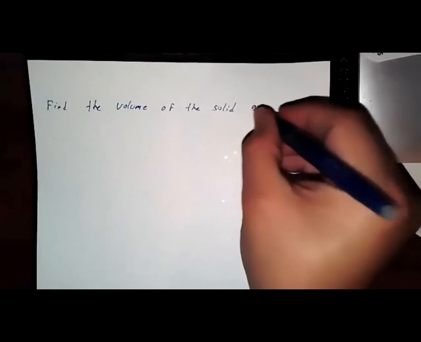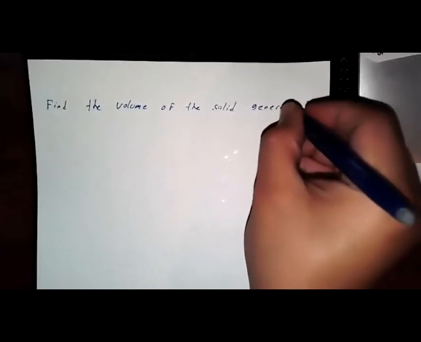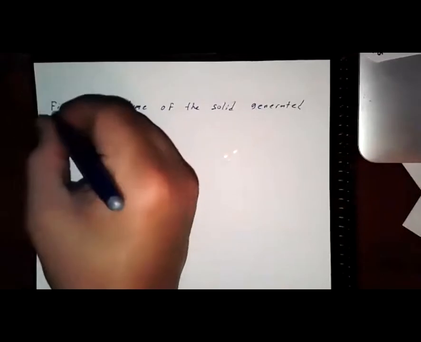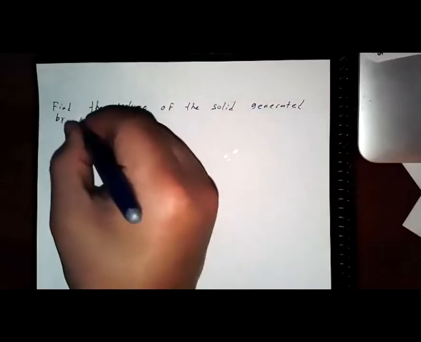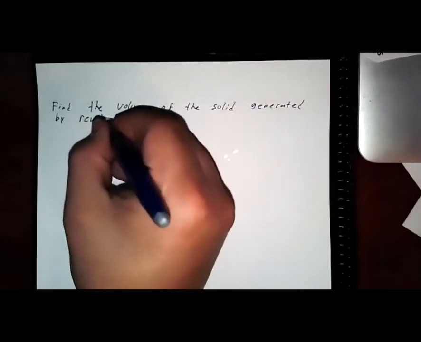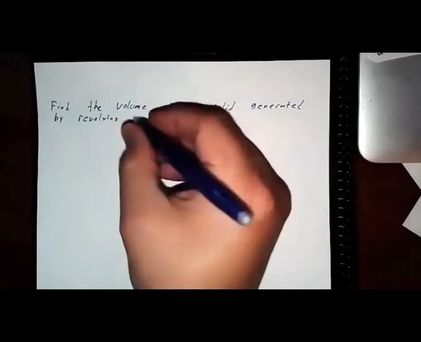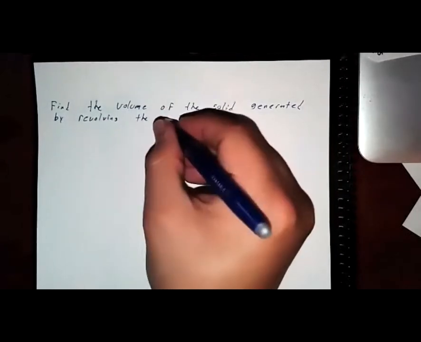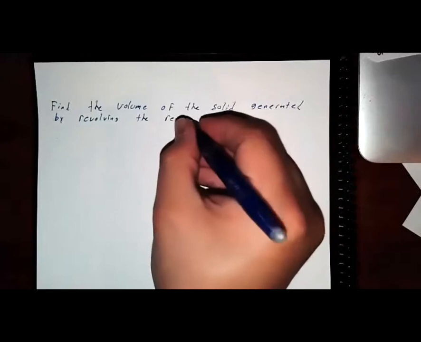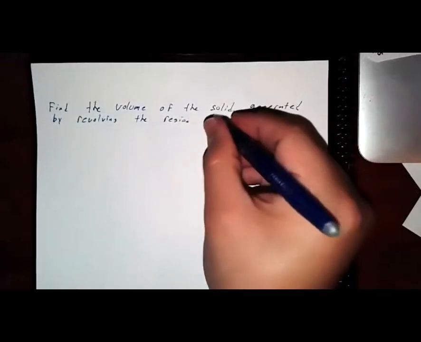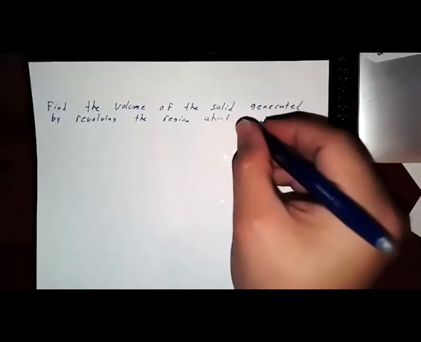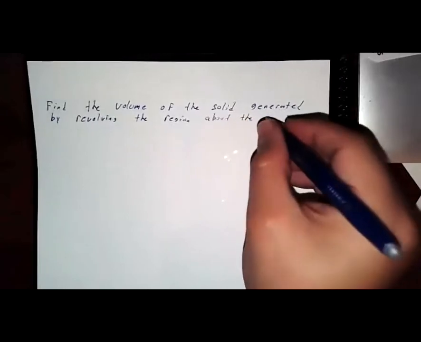Find the volume of the solid generated by revolving the region about the given line.